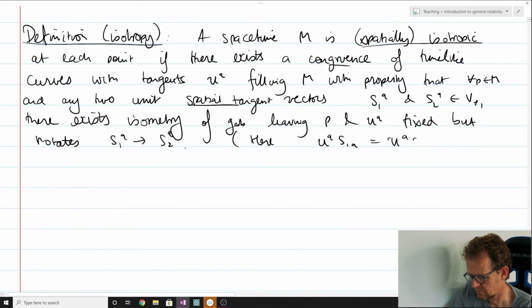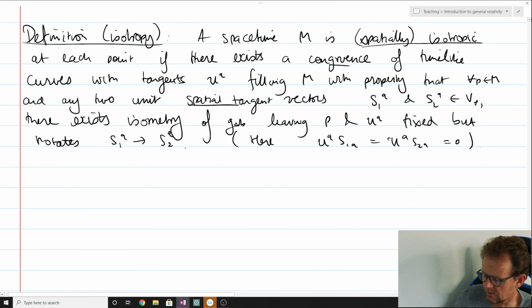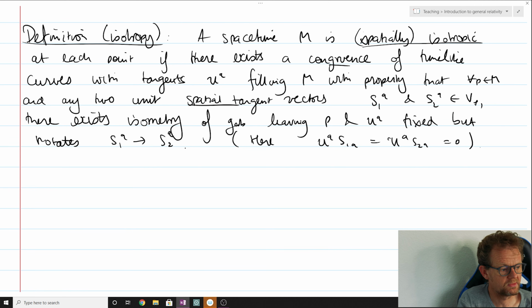Okay, and so hopefully this is intuitively clear. If space-time is isotropic with respect to the correct observer at the point P, then no matter where you look, it's going to look exactly the same. So if you pick any two vectors that point off in a space-like direction, then because it doesn't matter which way you look, you can rotate one to the other, and that would be via an isometry, so you don't change the metric when you do that.